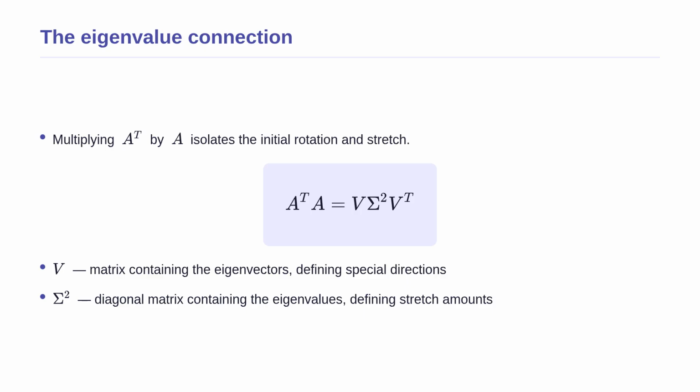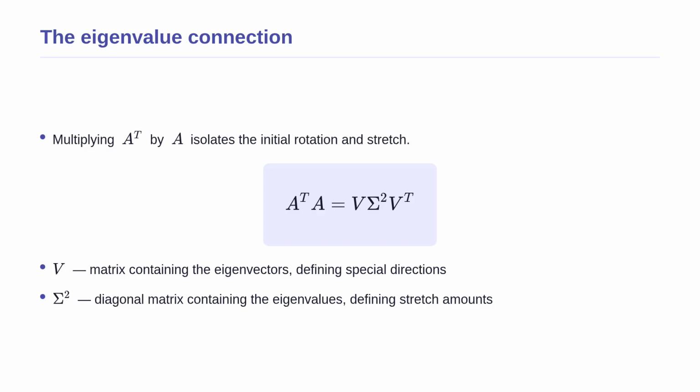Building on that clever trick, let us see the exact formula that connects our matrix to its eigenvalues. When we multiply A transpose by A, the orthogonal matrices simplify beautifully, leaving us with V times sigma squared times V transpose. Conceptually, this equation is famous because it is the exact formula for finding the eigenvectors and eigenvalues of a symmetrical matrix.